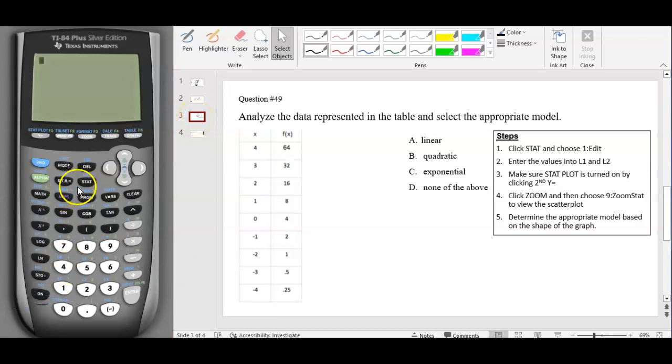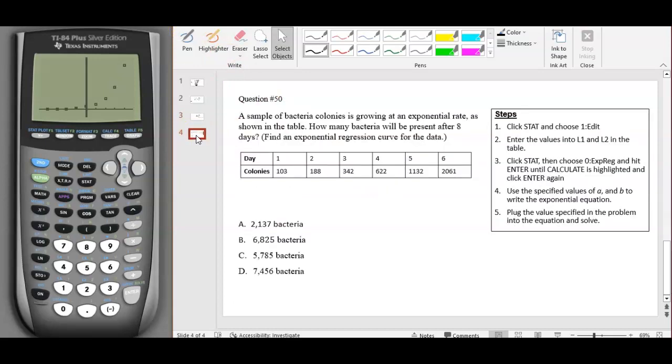To do this problem, what we're going to do is go to Stat and then hit Enter on Edit and enter all of these values into L1 and L2. So I'm going to go ahead and pause the video and give you a moment to do that. Okay, so after we've done that, we're going to go to second y equals and turn stat plot on so that we can get a visual of what this data looks like. Then you click zoom and choose option 9, which is zoom stat, and you can see that this data very closely resembles an exponential function. So an exponential function would be the best model to represent this data.